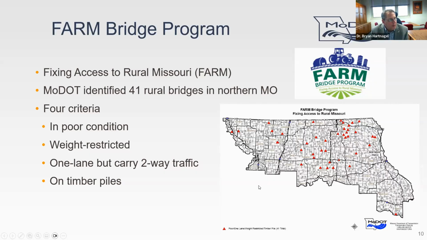But the 4 criteria were they had to be in poor condition, right? We're trying to improve our overall asset by removing poor condition bridges. They needed to be weight restricted, so load posting 20 or 25 tons, something like that. 1 lane, but carry 2-way traffic. We still have a lot of bridges, I say a lot, but not 1,000, but a number of them that are 1-lane bridges but have 2-lane roadway on them. And lastly, on timber piles.